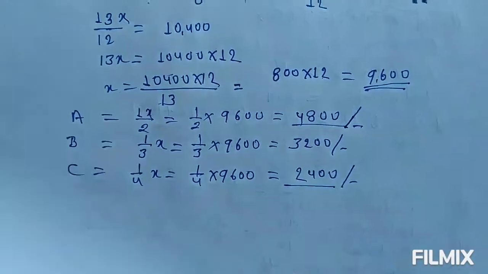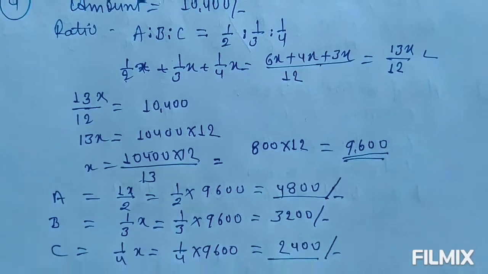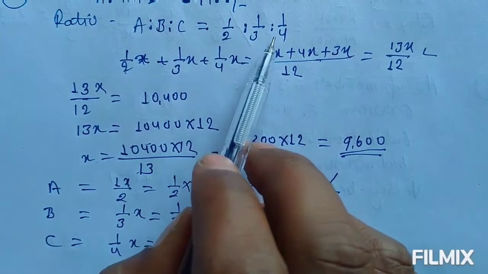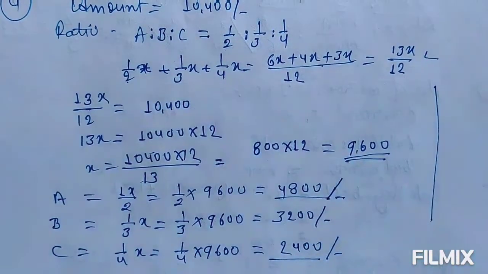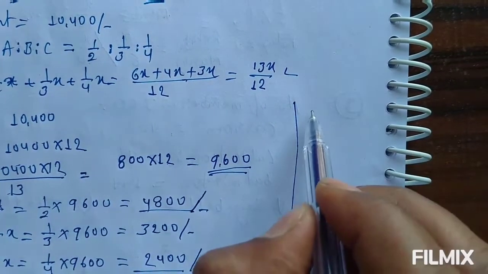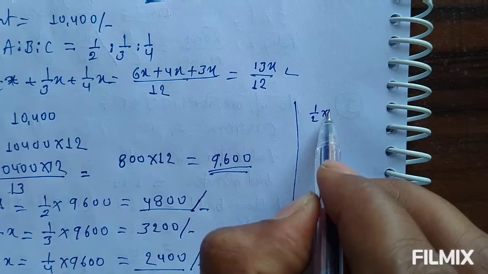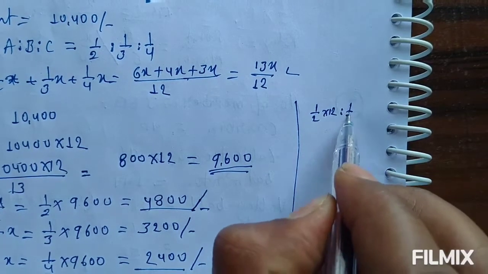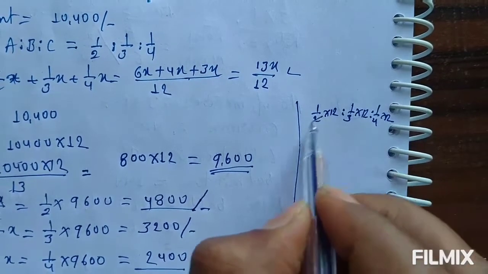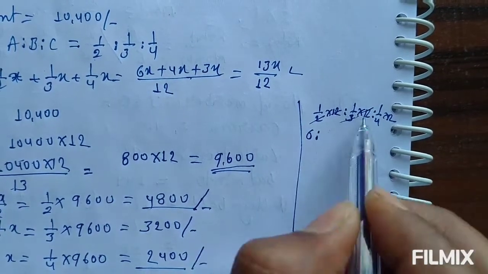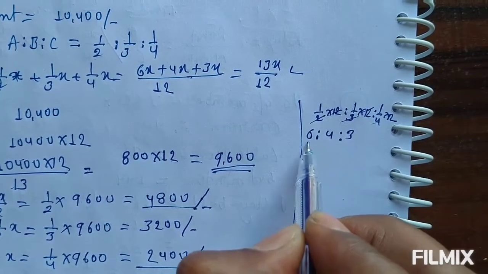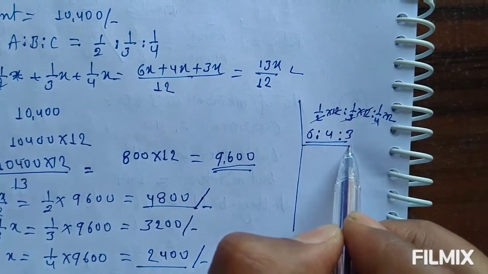You can solve this question by another method also, that is simply the LCM of the denominators, which is 12. So it can be 1/2 into 12, ratio 1/3 into 12, ratio 1/4 into 12. It will be 2 sixes are 12, means 6, ratio 3 fours are 12, means 4, ratio 2 threes are 6, means 3. The ratio will be 6, 4, 3.